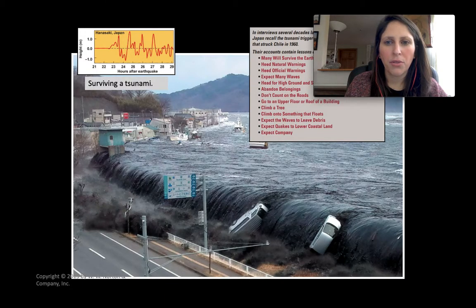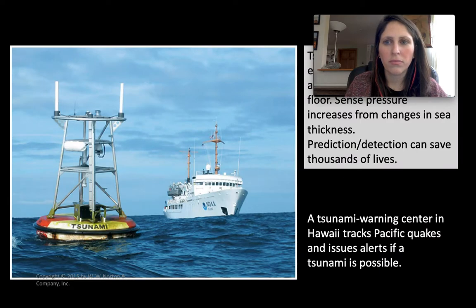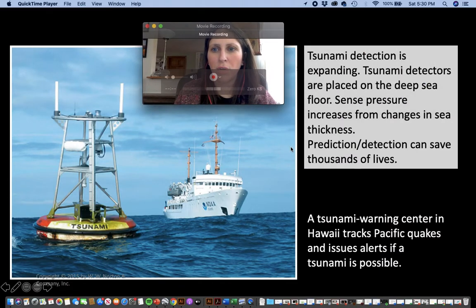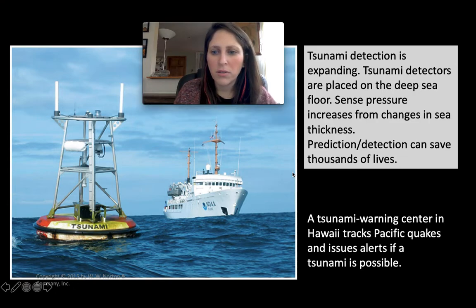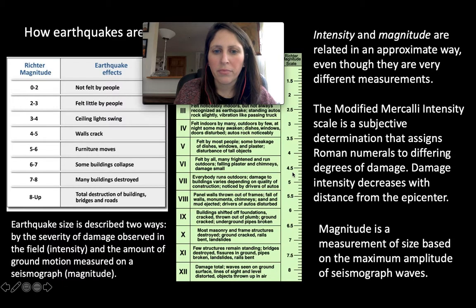Okay, and I won't go through all of these. Okay, this is a slide showing tsunami detectors. So there are ways that we can detect tsunamis as they're about to happen. These sense pressure increases from changes in the ocean. These can save thousands of lives. It's very hard to predict tsunamis, but we do have these few measurements, these few devices that we can use, and this is one of them in the Pacific Ocean.